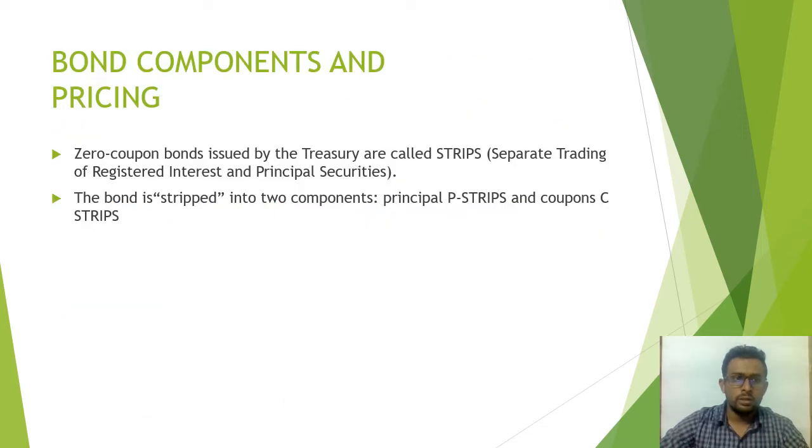Bond pricing, bond components and pricing. Zero coupon bonds issued by the treasury are called strips, the full form of which is separate trading of registered interest and principal securities. The bond is stripped into two components, principal P strips and coupon C strips. If the prices of these strips diverge, then there is an arbitrage opportunity.